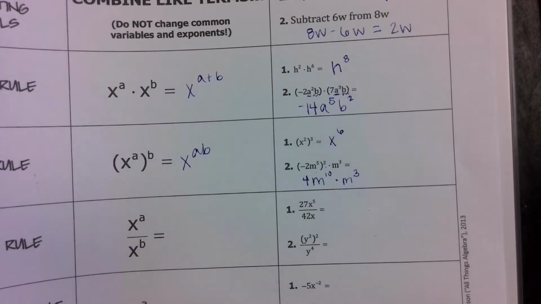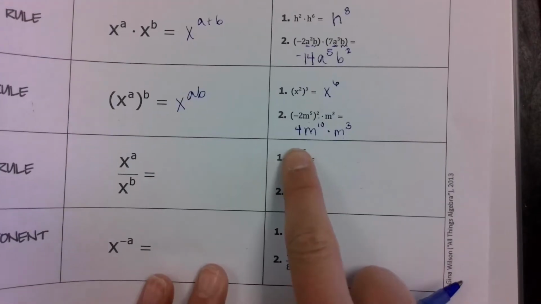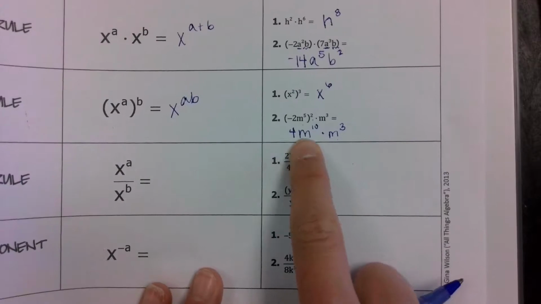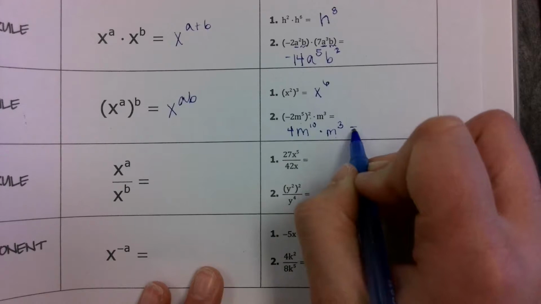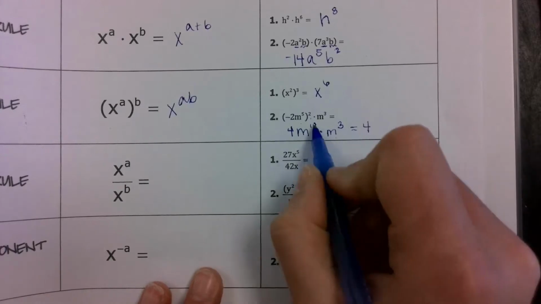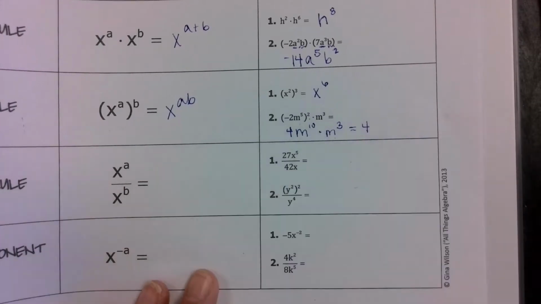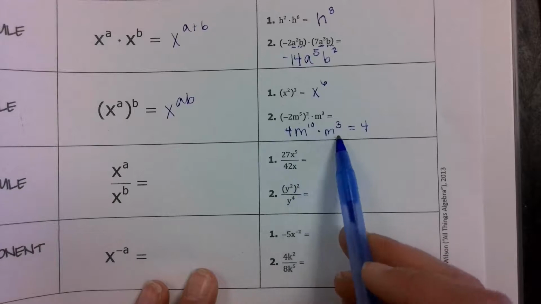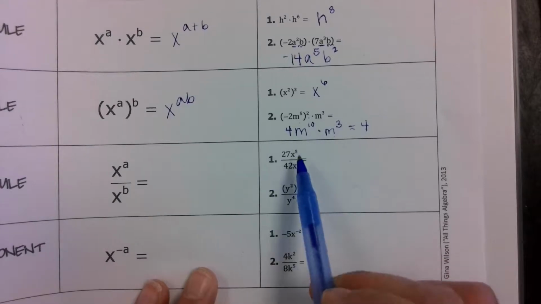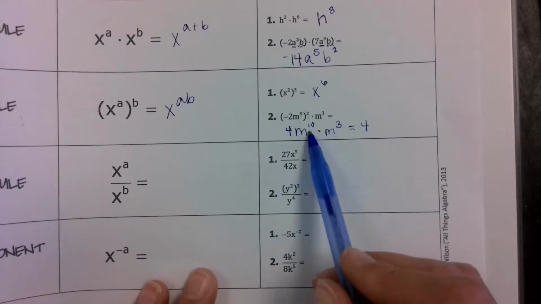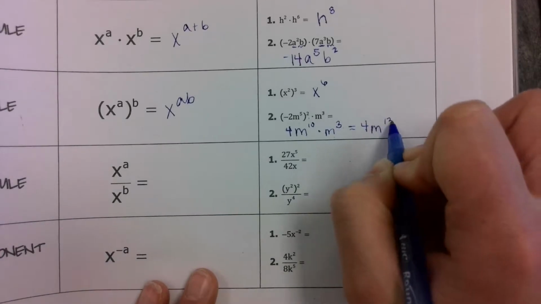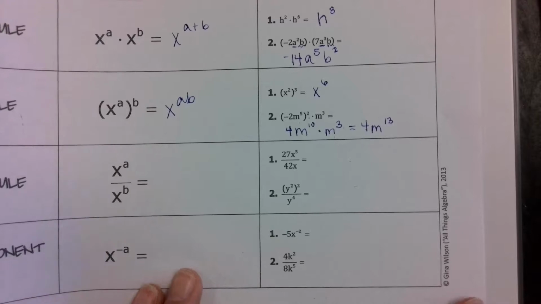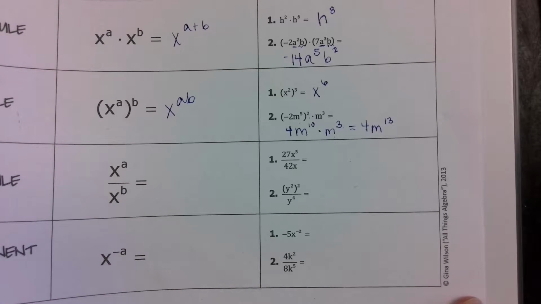So at this point, we're going to have 4 times, like, 1 in front of that m to the 3rd, right? So just 4. And then we've got m to the 10th times m to the 3rd. When you're multiplying terms with like bases, what do you do with your exponents? Add them this time. So 10 plus 3 is going to give us 13. Questions there?